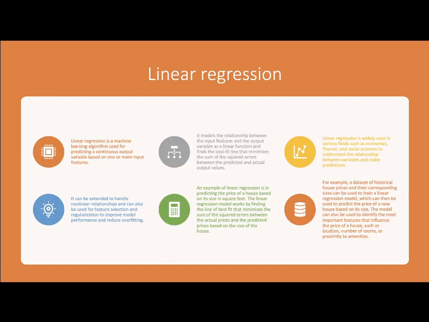While linear regression, also a machine learning algorithm, is used to predict continuous output variable based on one or more input features. And we will look at the example. An example of linear regression is in predicting the price of a house based on its size in square feet. So it also helps you to do estimation on the data that you have and provide you with recommendation so that it helps you in your decision making.